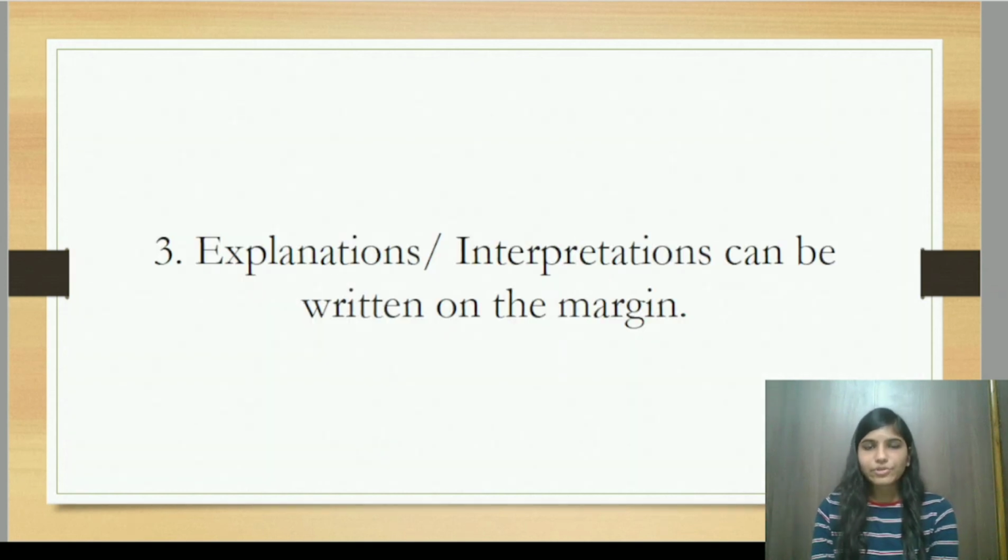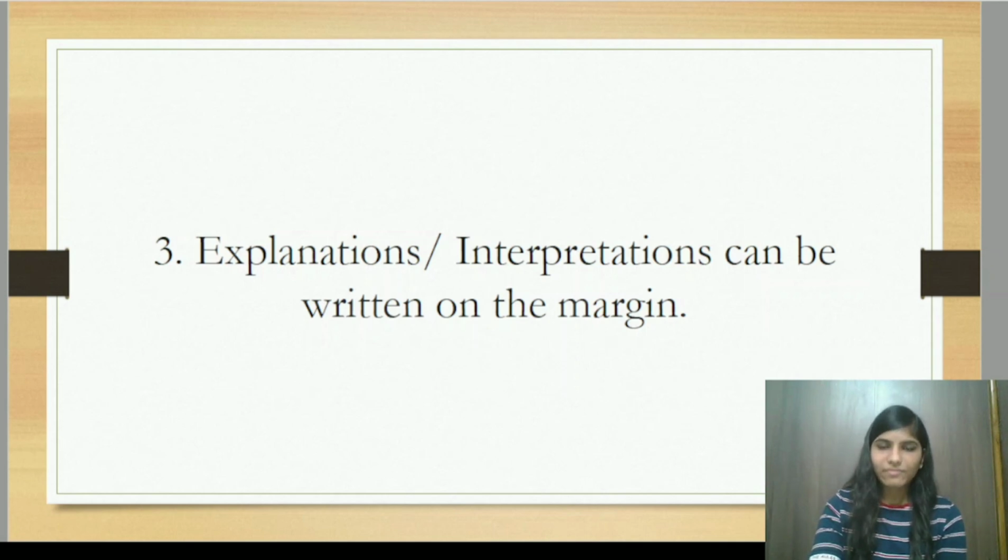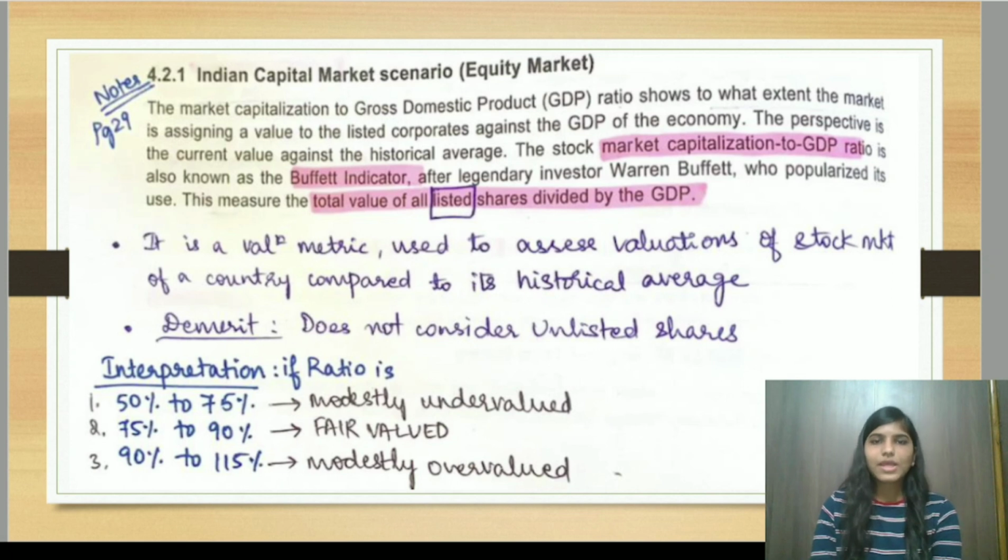The next important point which I want to discuss is writing down the explanations and interpretations on the margin of the study material. Let me show you one example. Now here in this topic, as you can see, in chapter 1, Buffett indicator has been mentioned, but nowhere in the entire study material the meaning or the interpretation of the same has been given.